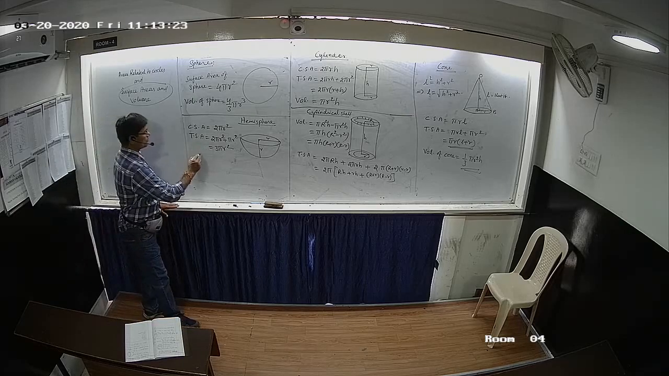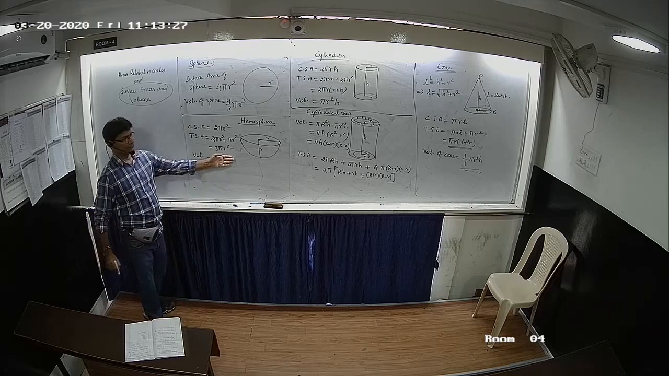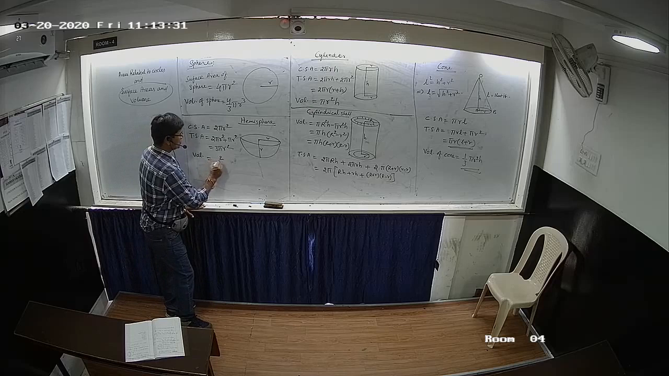Then volume. The volume of the hemisphere, of course, is half of the volume of the sphere. That is 2/3 pi r cube.